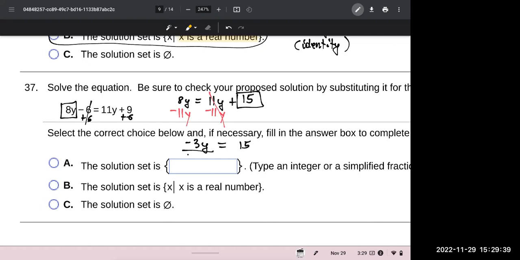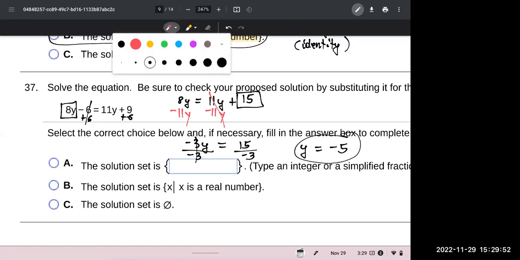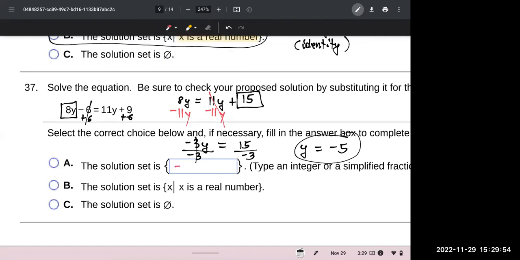And to solve for y, you will divide both sides by negative 3. And that will give you y equal negative 5. So we have one solution. So the solution set is, and on my MATLAB, you would just enter here negative 5.